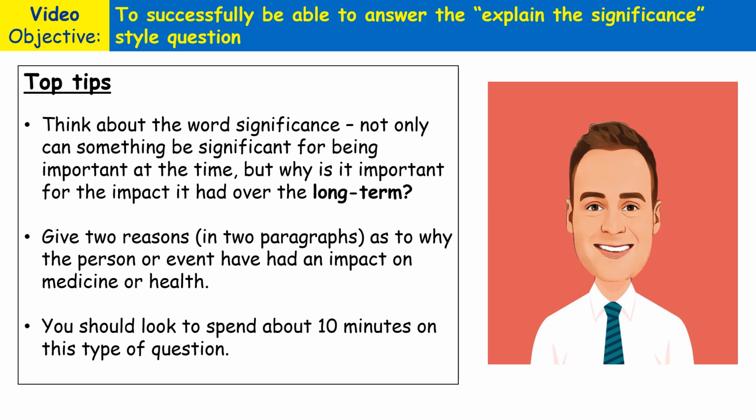So think about the word significance. Don't just think about the significance at that particular time, but also the significance of that event or that person over a longer period of time. Don't forget to write 2 paragraphs and give 2 reasons as to why the person or event had an impact on medicine or health, and timing for this type of question. In this paper, timing is really important. You need to make sure you stick to the time frame for each type of question as best you can, and you should look to spend about 10 minutes on this type of question.